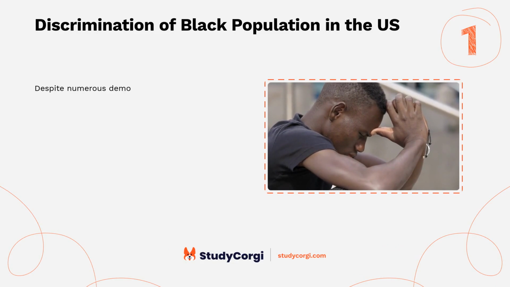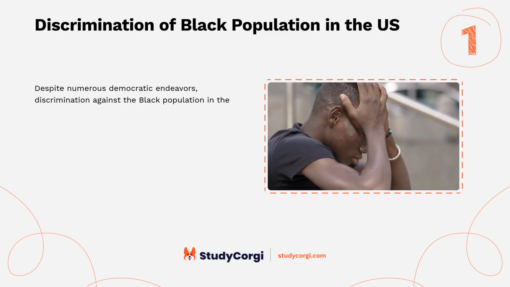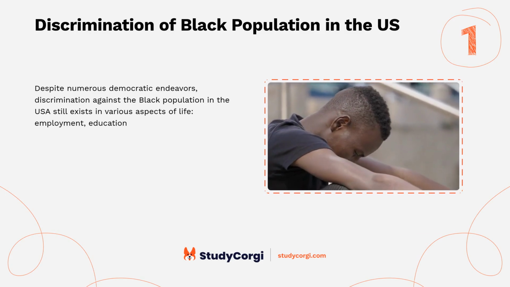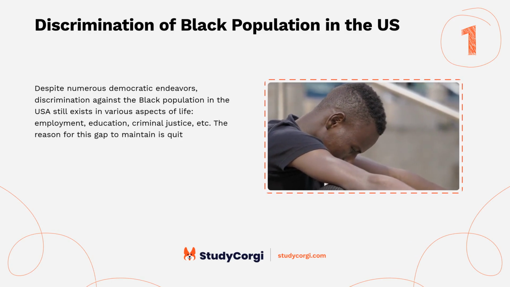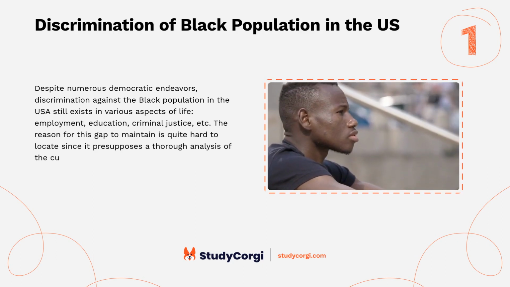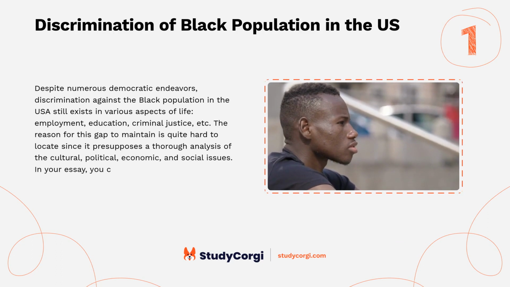Despite numerous democratic endeavors, discrimination against the Black population in the USA still exists in various aspects of life: employment, education, criminal justice, etc. The reason for this gap to maintain is quite hard to locate since it presupposes a thorough analysis of the cultural, political, economic, and social issues. In your essay, you could conduct this analysis or focus on one sphere of life.